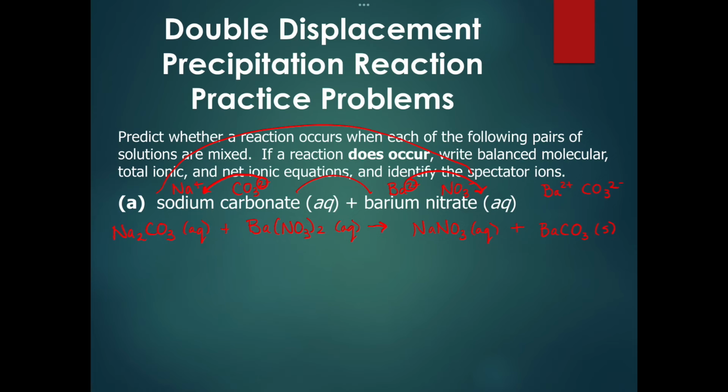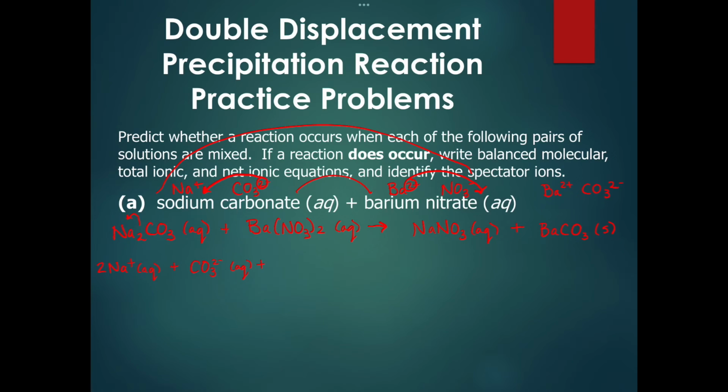Okay, so now we're going to go through and write our total ionic equation. Our total ionic equation will split up all of the aqueous ionic compounds. Okay, so the first one we need to split up is sodium carbonate. That 2 is telling us there are 2 sodiums, so we will get 2 Na+, and those are going to be aqueous. And we're also getting carbonate when that splits up, and also aqueous.